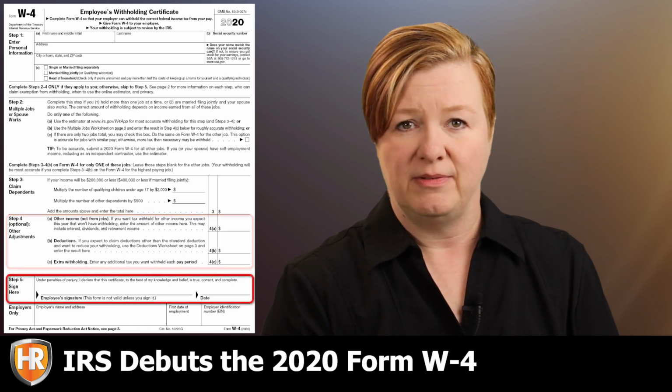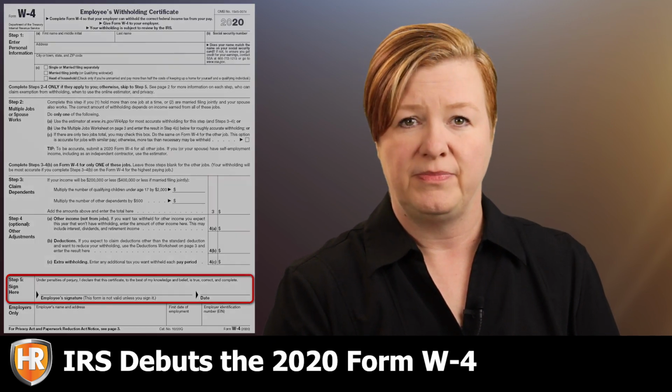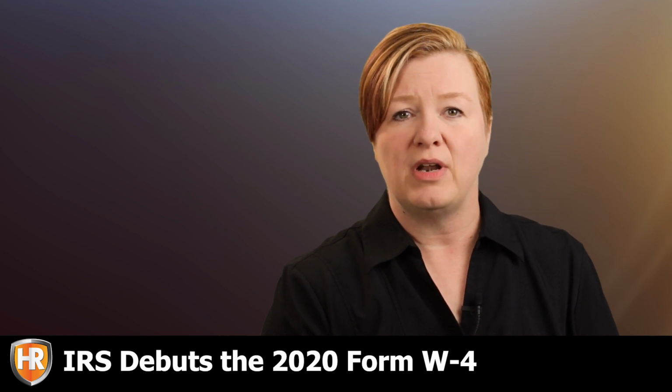And Step 5. Sign here. Employees must date and sign the form under penalty of perjury. Employees who want to claim an exemption from withholding must write the word exempt underneath line 4C. Employers are encouraged to remind employees who claimed an exemption from income tax withholding to refile Form W-4 every year by February 15th if they want to continue the exemption.